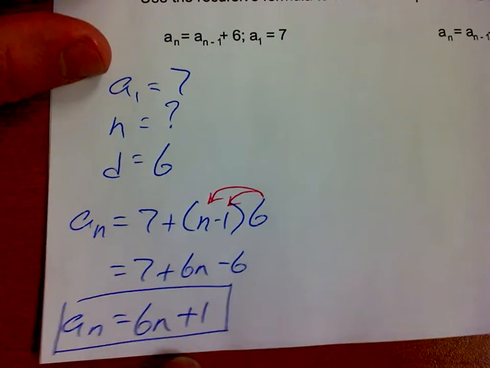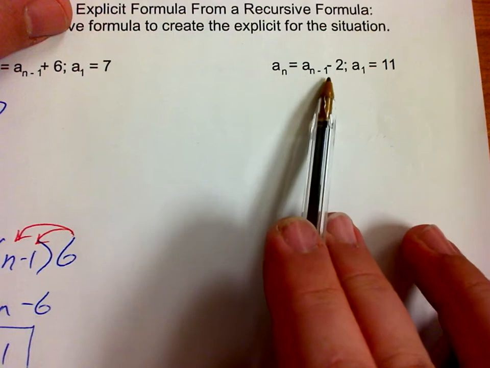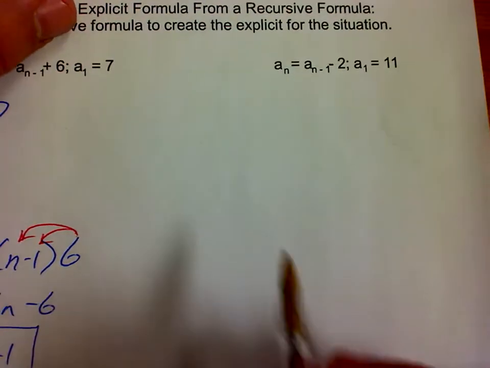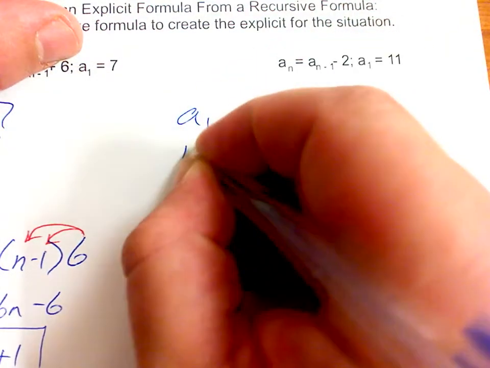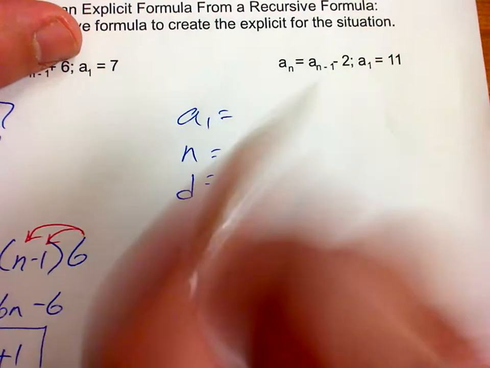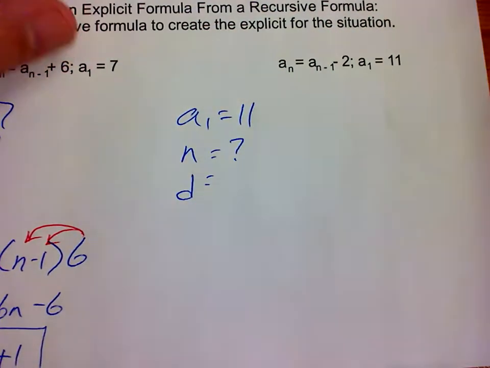A lot quicker here. So let's go ahead and, you want to pause the video and try this one on your own. You can. All right, this one's a sub n is equal to a sub n minus 1. We're going to be subtracting 2 from the sequence, and the first term is 11. Once again, let's find a sub 1, n, and d. A sub 1 is equal to 11. N, we don't know, so we leave it as the question mark.